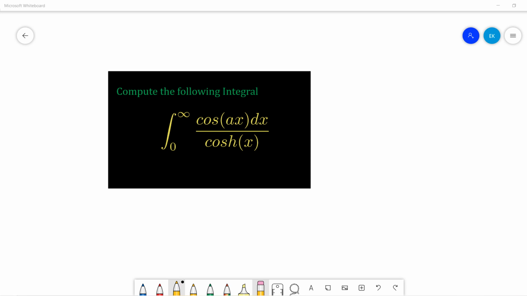Okay, welcome guys. In this video, let's talk about this complex integration, which is similar to others, but also a little bit strange. Let's start: the integral of cos(ax)/cosh(x) dx from 0 to infinity. Let's talk about the answer. The answer will be pi divided by 2 times cosh(a pi divided by 2).